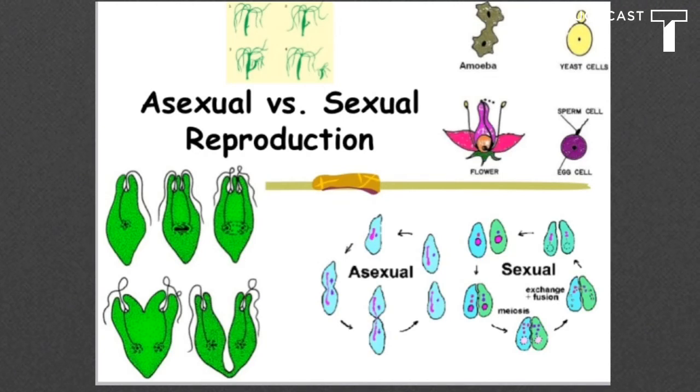Advantages of sexual reproduction are variation of species and unique organisms are protected. And the disadvantages are it requires two organisms and requires more energy.